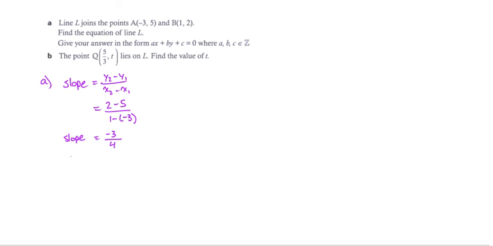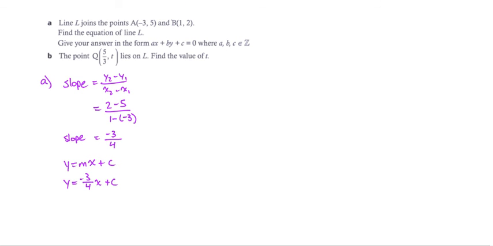Now I need to find the y-intercept. I find this easiest to do in slope-intercept form because that's really the only way it's going to work. So I'm going to substitute in my slope, which is negative 3 over 4, and then I'm going to use one of the points from the question to find the y-intercept.